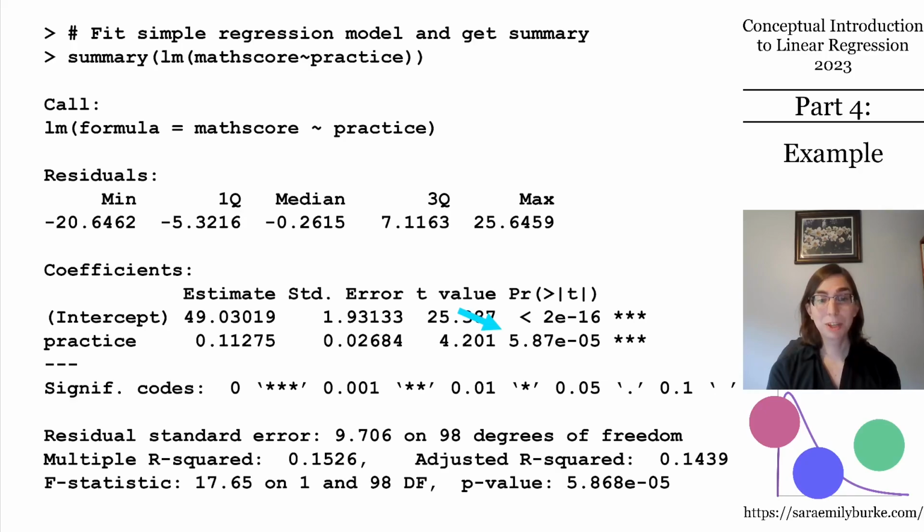How did we get this p-value? Well, it's based on a t-test comparing the observed slope to a null value of 0.